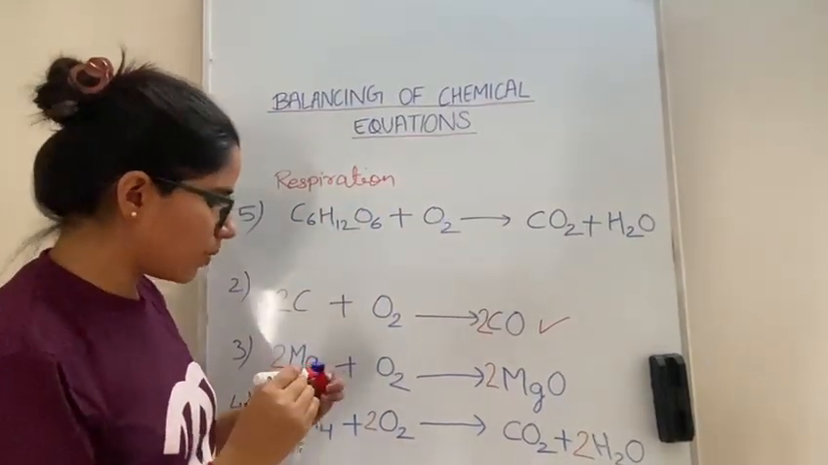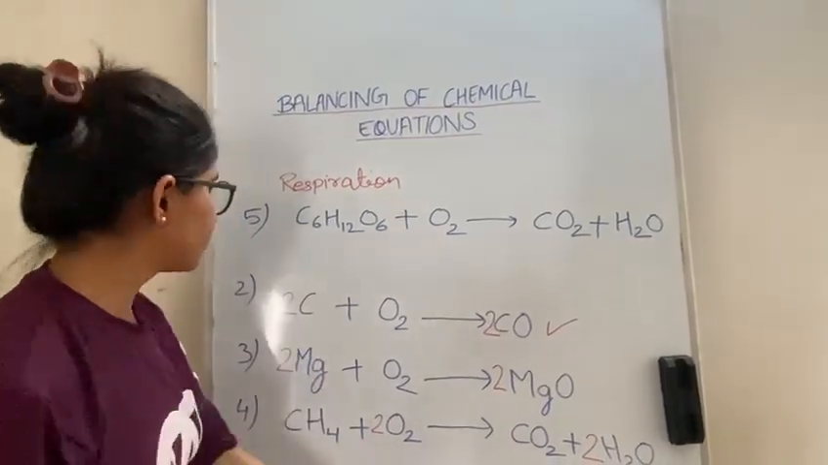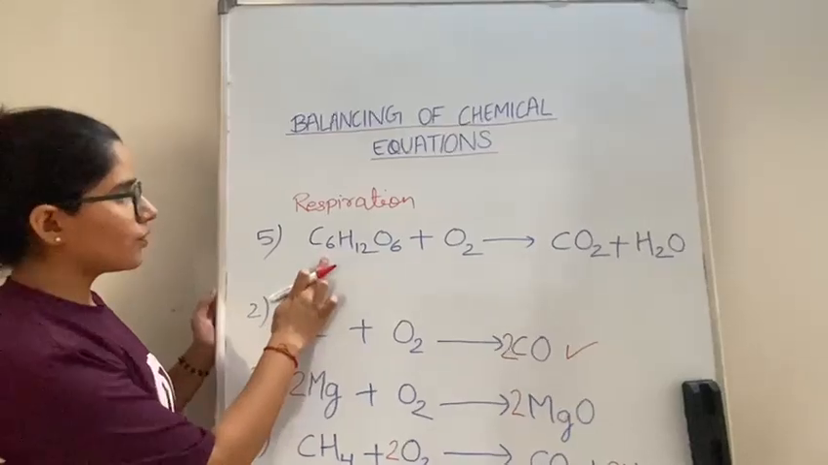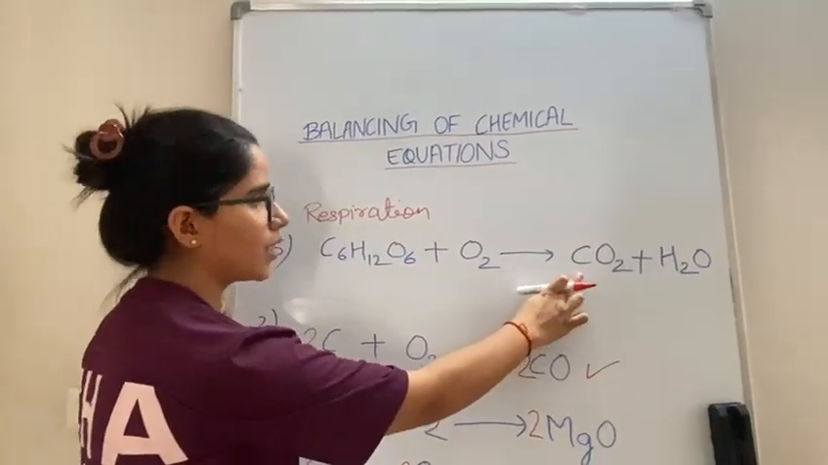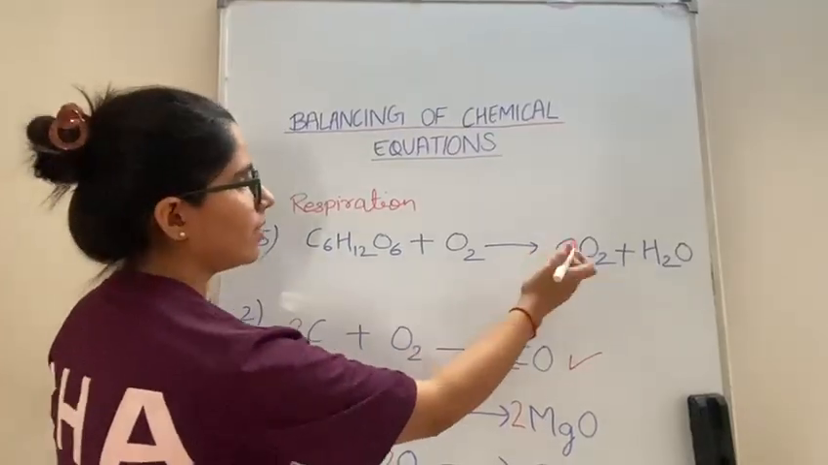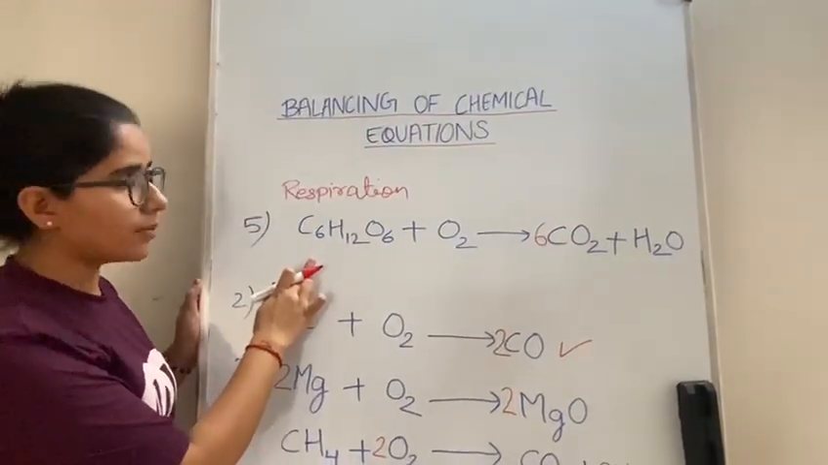We will now balance this equation, and here also we will follow the same steps. We will check the number of atoms of carbon here. Here we have 6 atoms of carbon, and here we have only 1 atom of carbon. So to make it 6, we will multiply it by 6 here. Now the number of atoms of carbon are balanced.